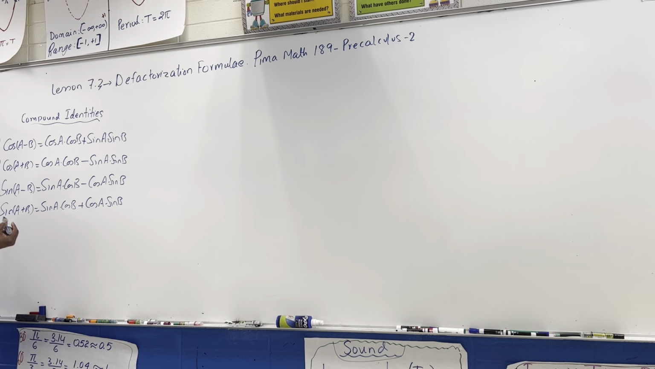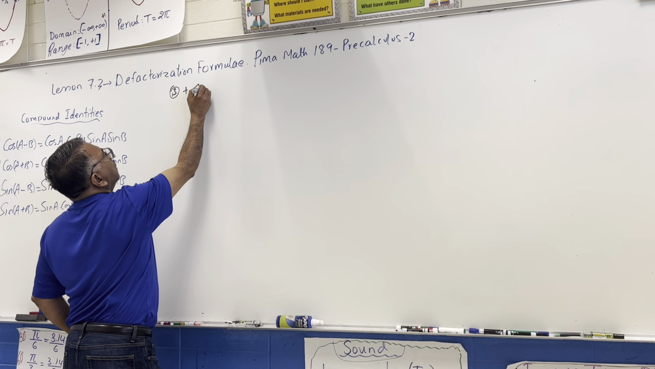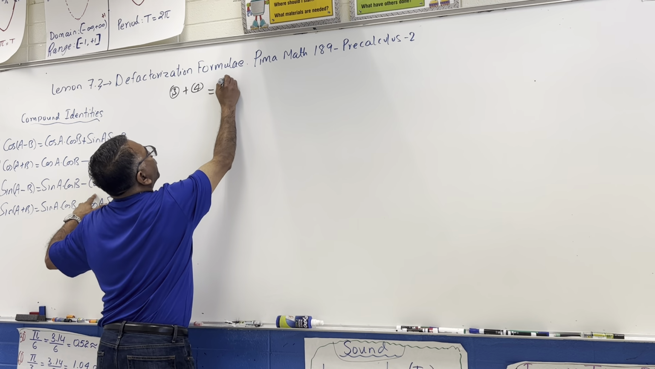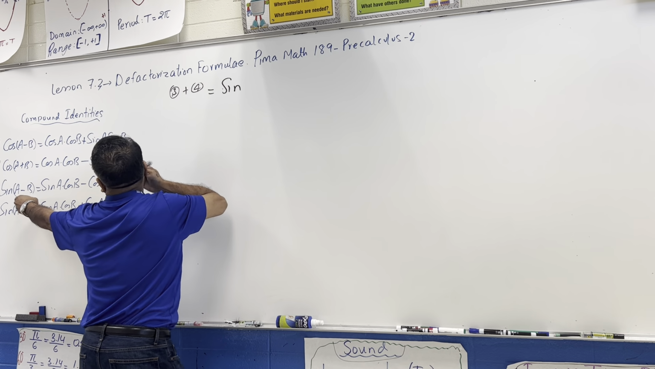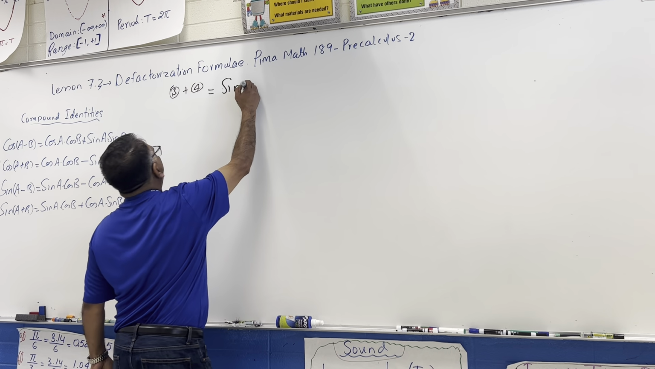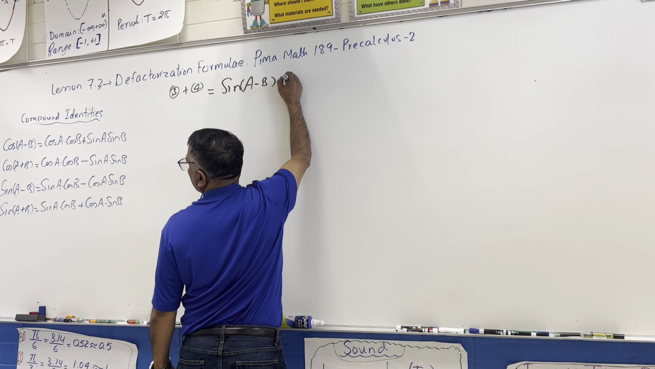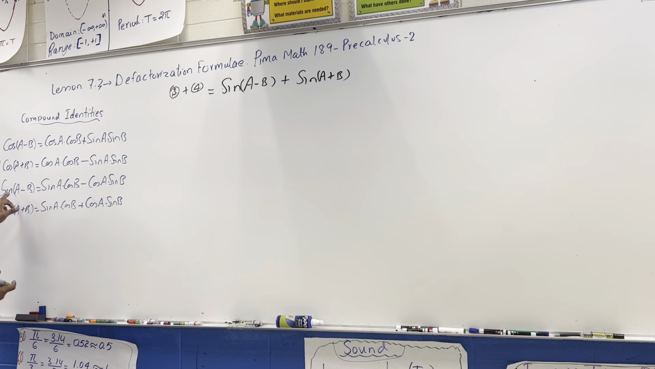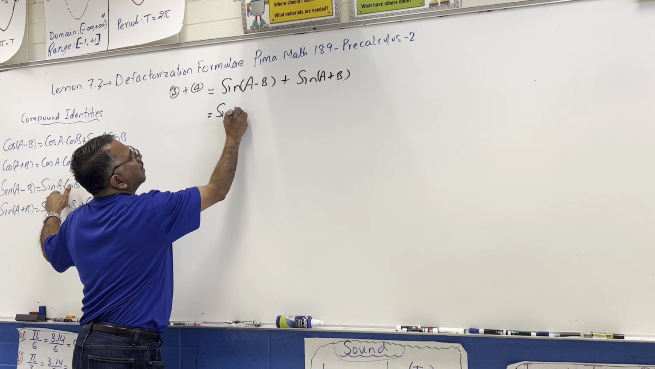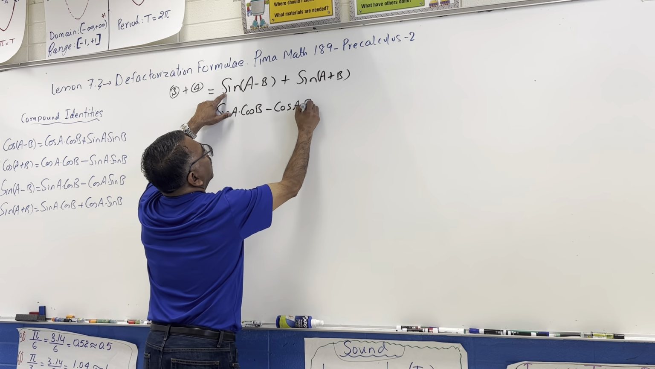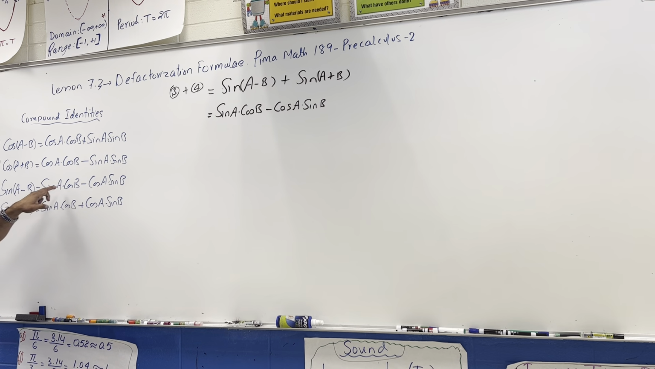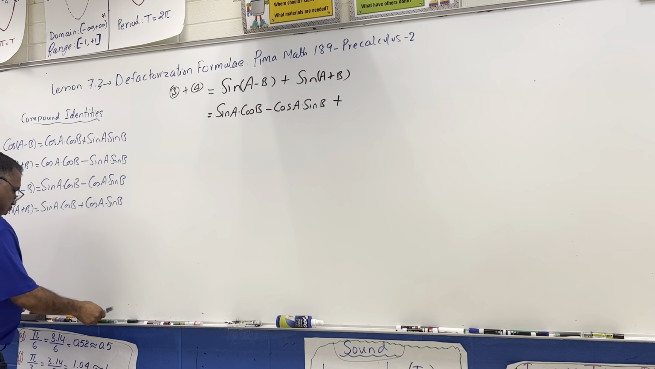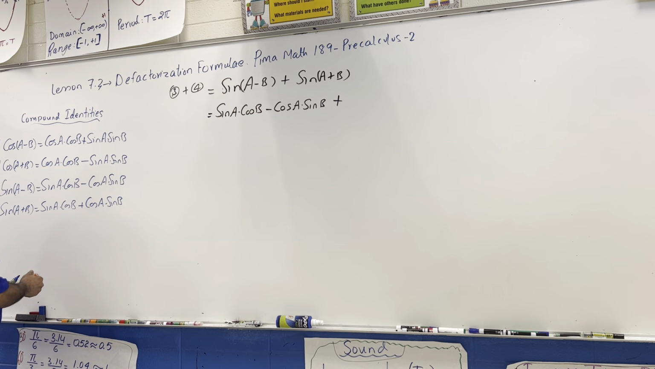I want to add 3 and 4 and see what I get. So adding 3 plus 4, sine A minus B is sine A cosine B minus cosine A sine B. I'm going to add sine A minus B and sine A plus B. Let's expand sine A minus B, and copy paste exactly the same thing, with a plus sign, then sine A plus B.